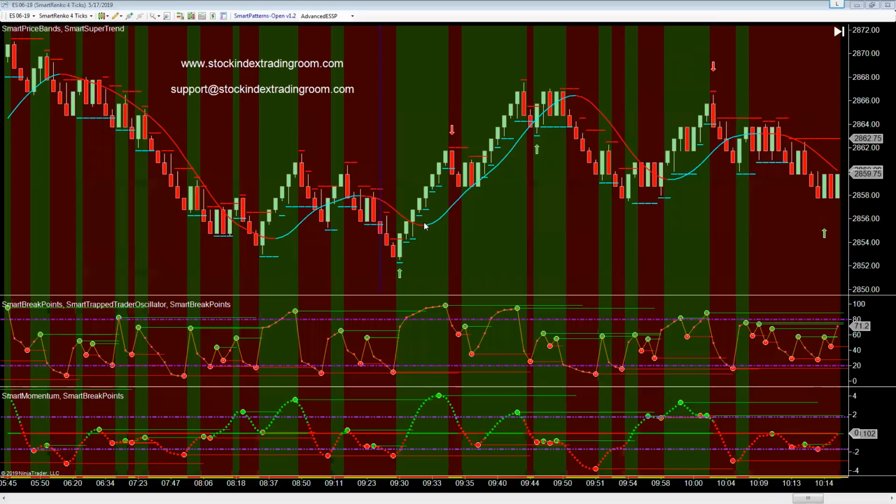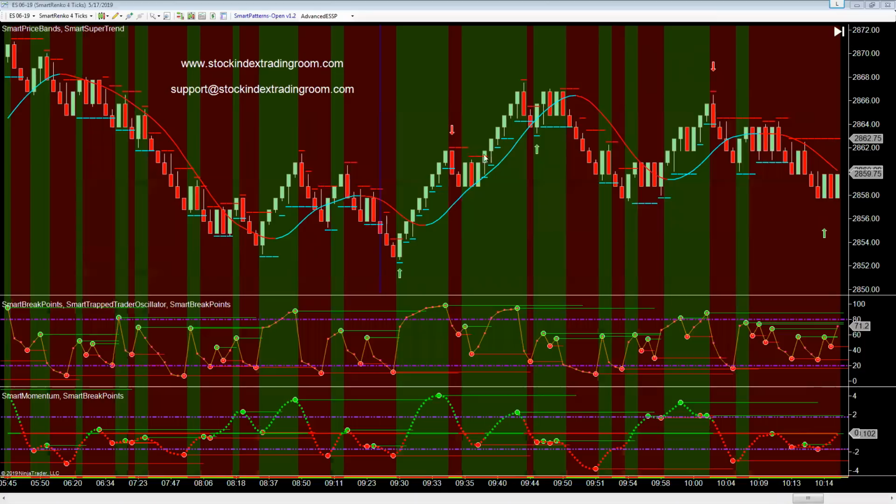Now we have 2 separate entry signals to use Smart Super Trend, or SST, in our trading. One is simply, as the market comes down, it's printing these red SST marks, and we have a reversal bar that breaks this last print. It's that simple.